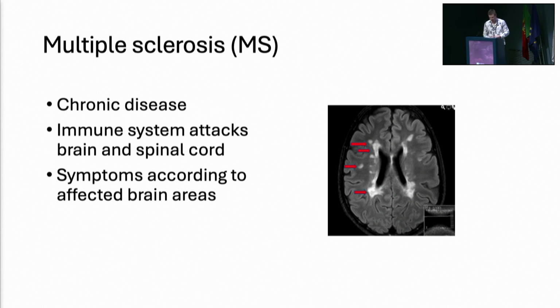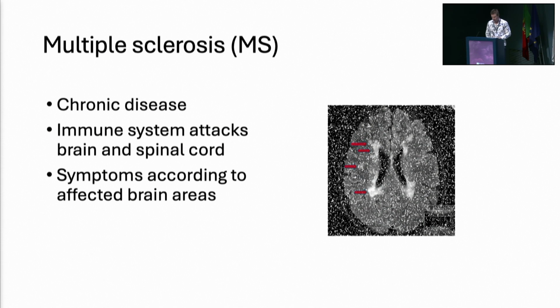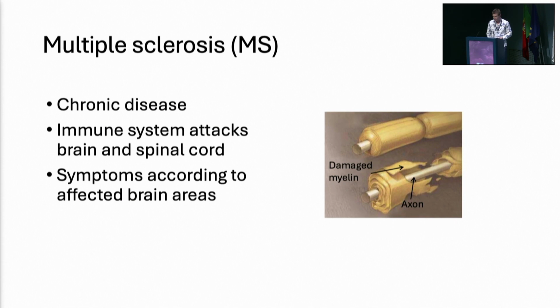MS is a chronic inflammatory disease in which the immune system seems to attack the brain and the spinal cord. The primary target is believed to be the myelin sheaths covering the axons. But in fact, there also seems to be a destruction of the axons themselves, which correlates much better with the disability of the patients.